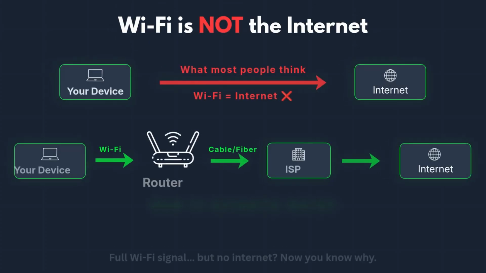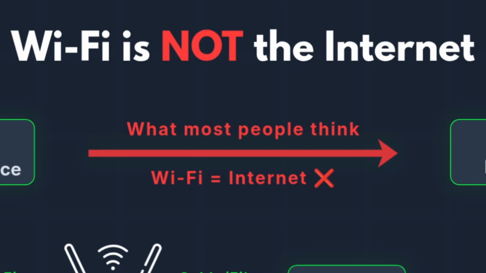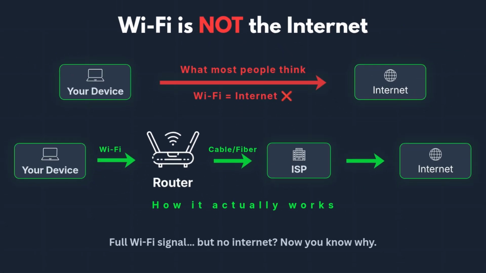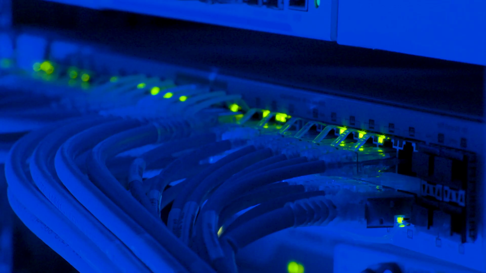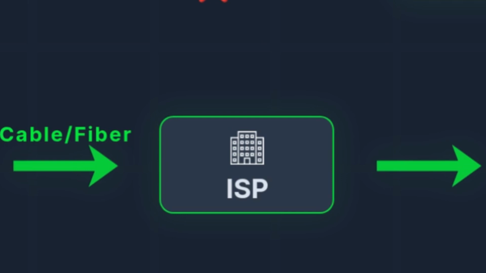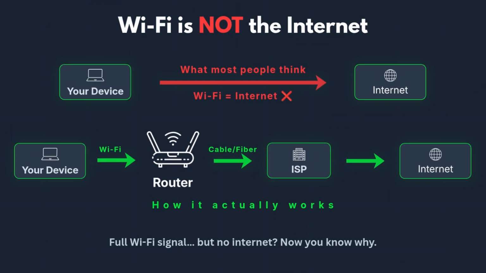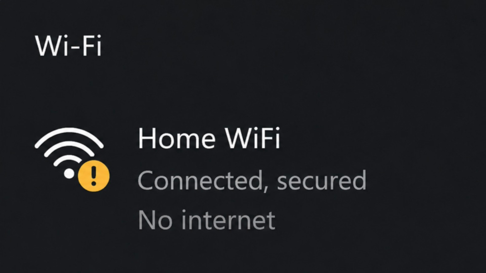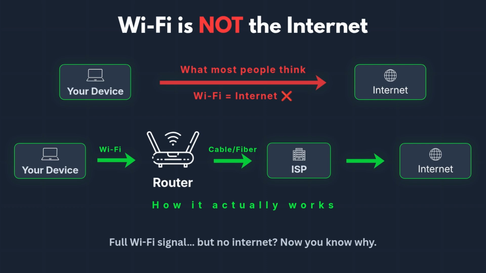One important distinction. Wi-Fi is not the internet. Wi-Fi is just the wireless connection between your device and your router. Your router is what's actually connected to the internet through your ISP, your internet service provider. You have probably experienced this before. Full Wi-Fi signal but no internet. That means your device is connected to the router, but the router has no connection to the outside world.